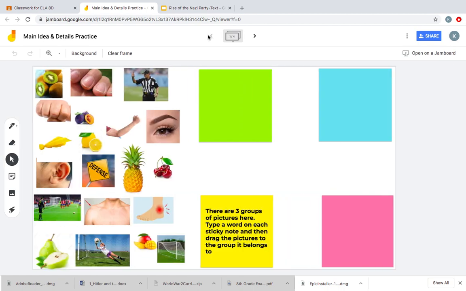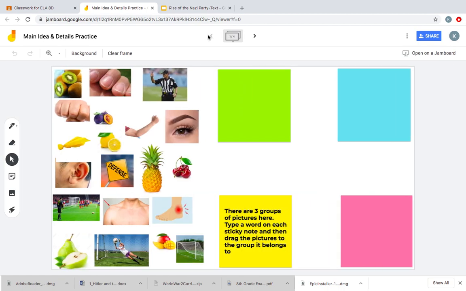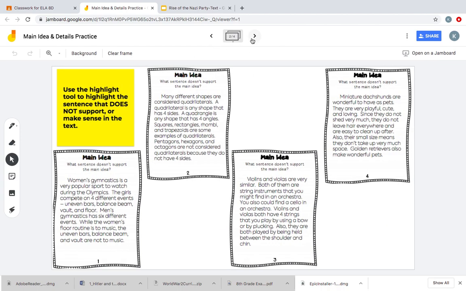As for the rest of the practice, I'm just going to take you through real quick and explain the assignment. If you choose to use this resource, again, this is totally optional, only if you're struggling and you haven't done main idea and detail in a while or what have you. So essentially for this, there are 3 different groups of pictures here. You have to figure out what these different groups are. And I wrote all the instructions on each yellow sticky note. So you'll see the yellow sticky note has the instructions.